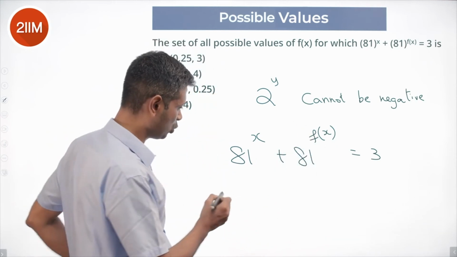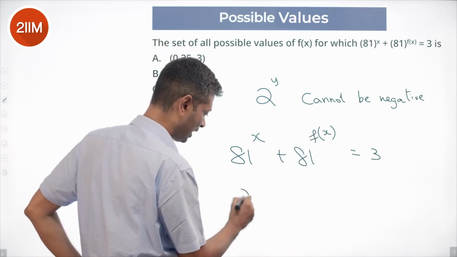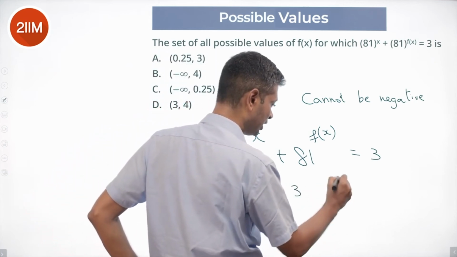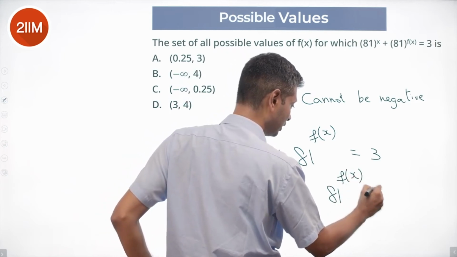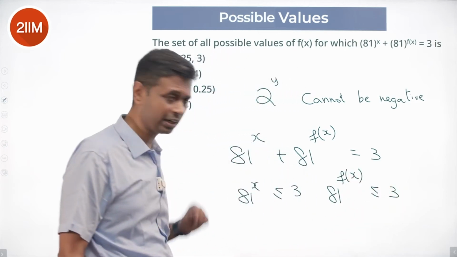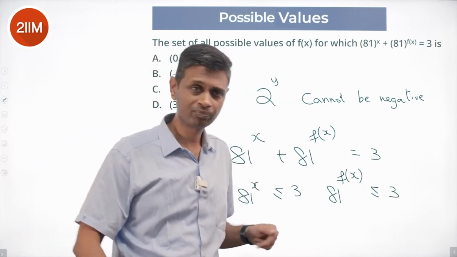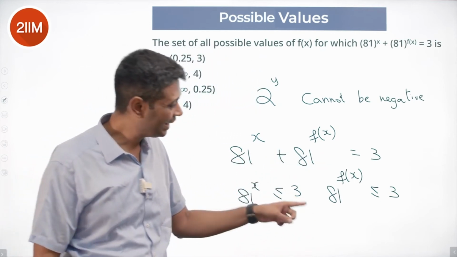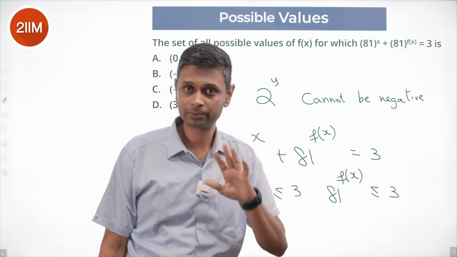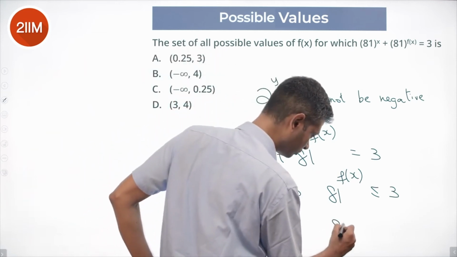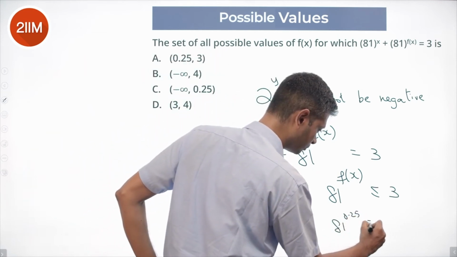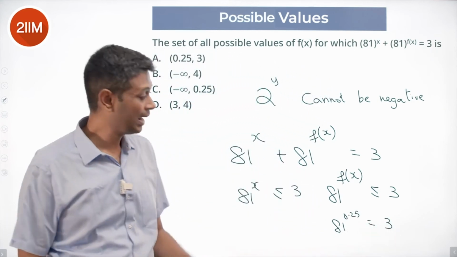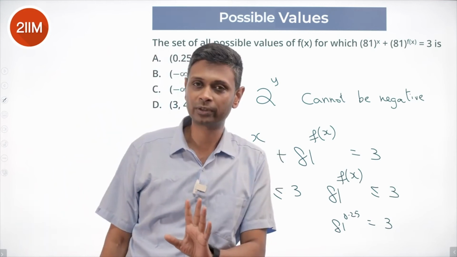Now, what we can notice here is 81 power x is less than or equal to 3, and 81 power f of x is less than or equal to 3. This cannot be negative, so that cannot be more than 3. This cannot be negative, so this cannot be more than 3. 81 power 0.25 is 3. So x has to be less than 0.25, and f of x has to be less than or equal to 0.25.